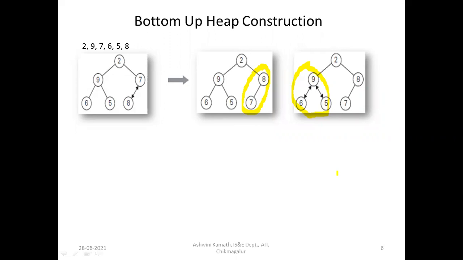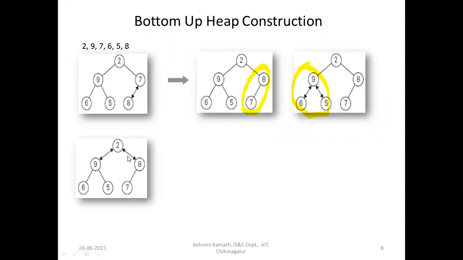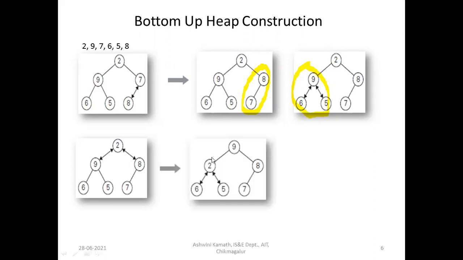What is the next step? Check the next leaf node. Here we don't have any leaf nodes remaining, right? Now what you have to do is check the remaining parental node, the root node. Child nodes for the root node are 9 and 8, and among 9 and 8, 9 is greater. So compare 9 with 2. 9 is greater than 2, so exchange 9 and 2.